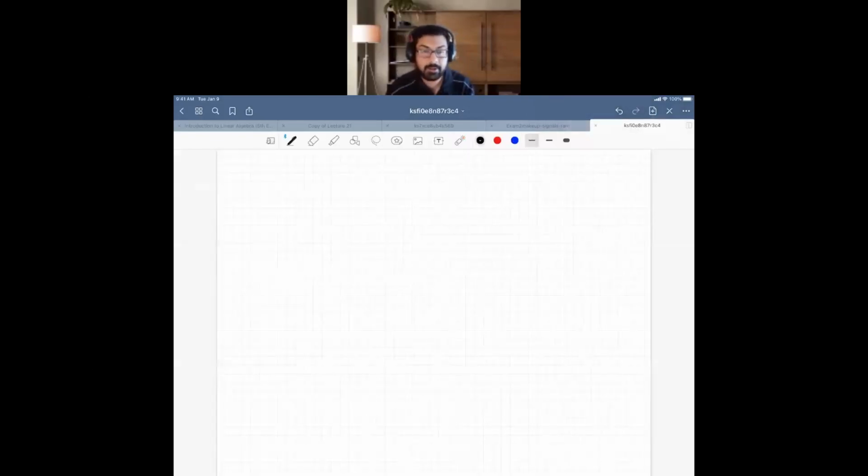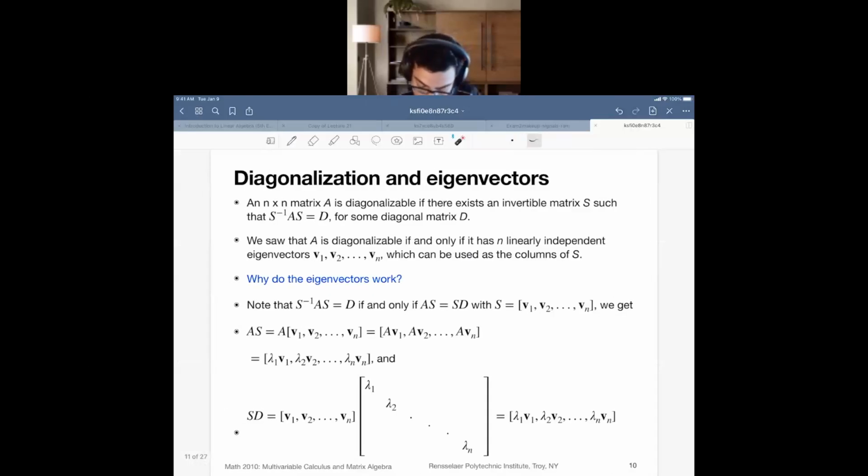I also know that diagonalization, S inverse AS equals D, can be equivalently written as AS equals SD. You are simply post multiplying by S, and S inverse gets cancelled, so you are left with AS equals SD. It's the same thing. S we are constructing using the n linearly independent eigenvectors of A, V1 all the way to Vn. So let us look at the product AS and the product SD, to just prove that eigenvectors are actually helping you diagonalize.